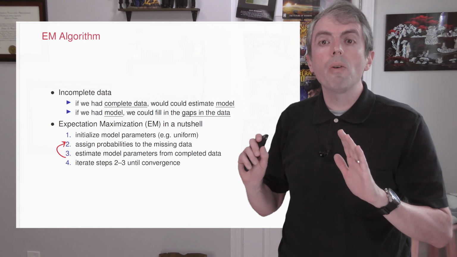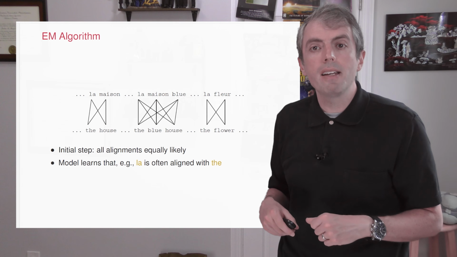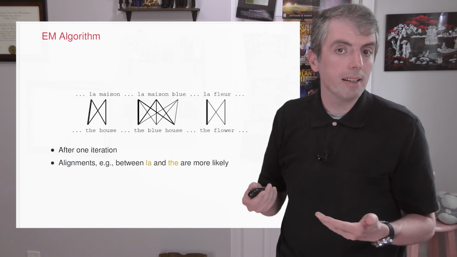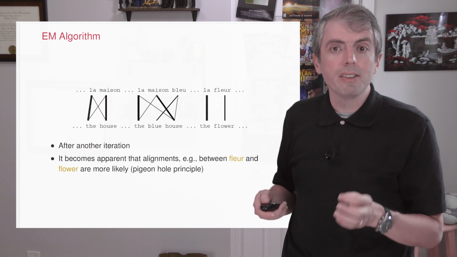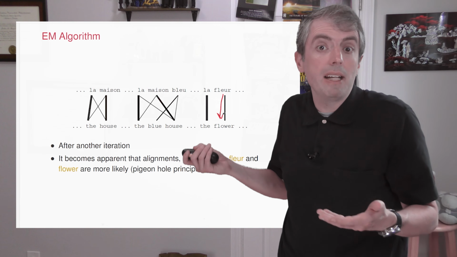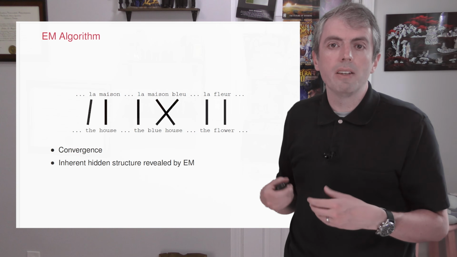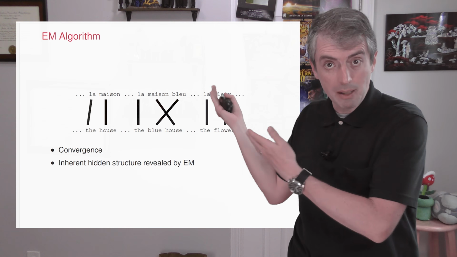So initially, you don't know anything. All alignments are equally likely. But then you update the translation probabilities, and you see that sentences with la in French often have the. Then after the steals some of that probability mass, then fleur needs to be aligned with something else. Flower's the only thing left. That then gets reflected in the word translation probabilities after another round, then alignments become even clearer.